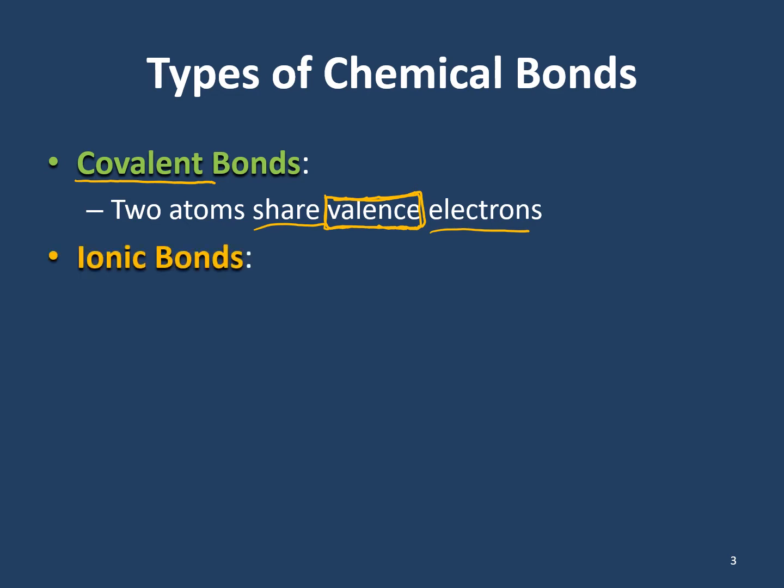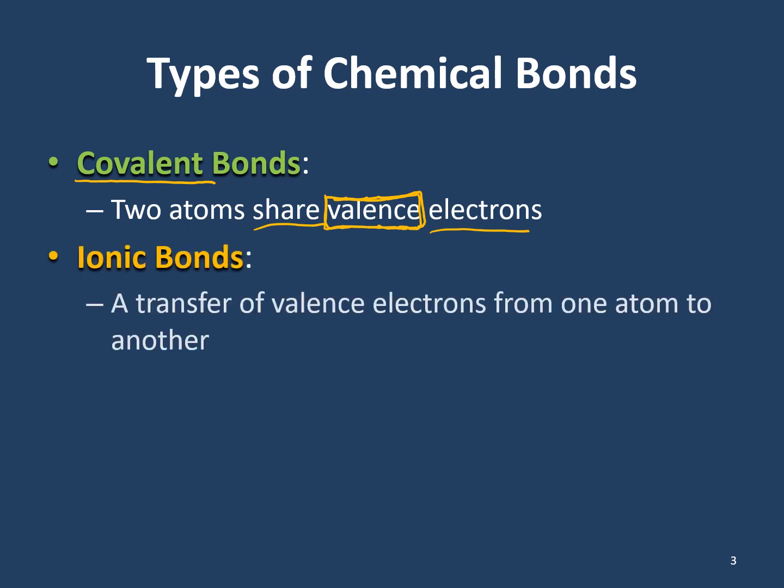The other type of bond we learned about was an ionic bond, and for ionic bonds, we said it's the transfer of electrons from one atom to another to form the ionic bond. Now we're just going to sandwich in that keyword valence electrons. Again, it's the valence electrons that are going to be participating in bonding. But most of this is review. It's just adding in that keyword valence electrons.